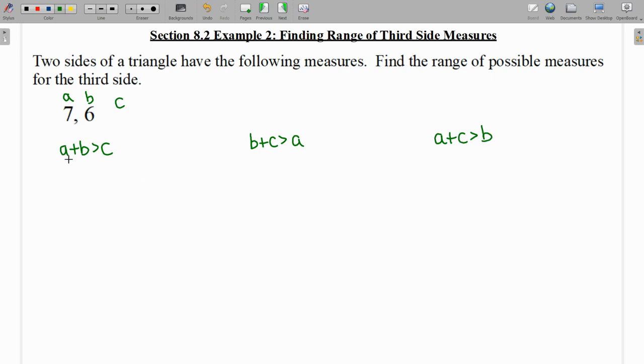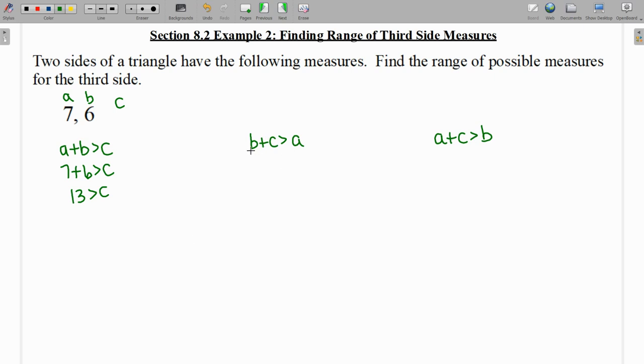So what we're going to do is replace any A that we see in these inequalities with 7, and replace B with 6. So in the first one, A is 7. So we're going to say 7 plus B, which is 6, needs to be greater than C. Now, when I take 7 and 6 and combine that, that's going to give me 13 greater than C. So that's going to be the first criteria that needs to be met.